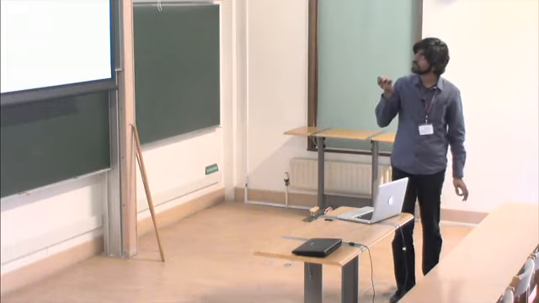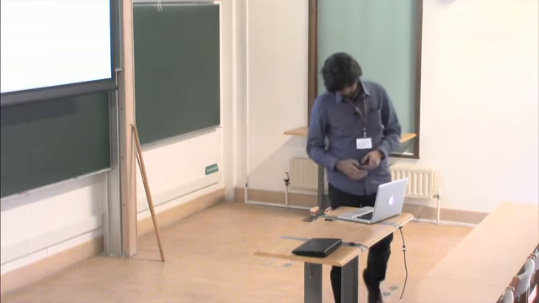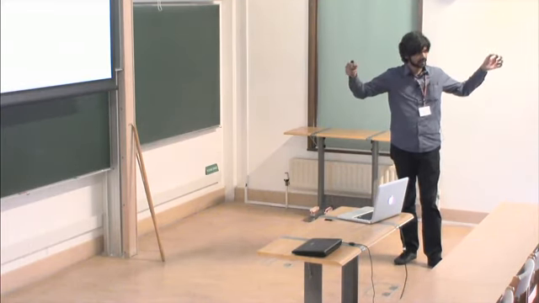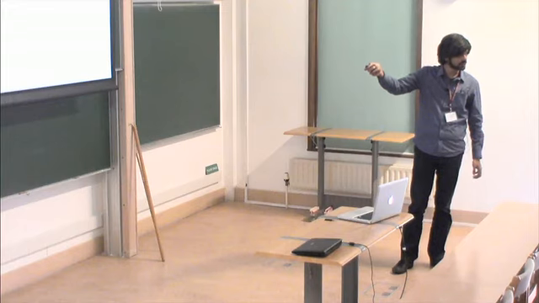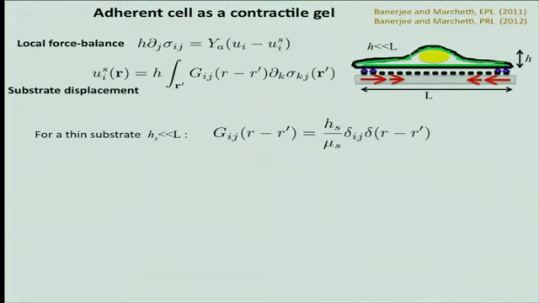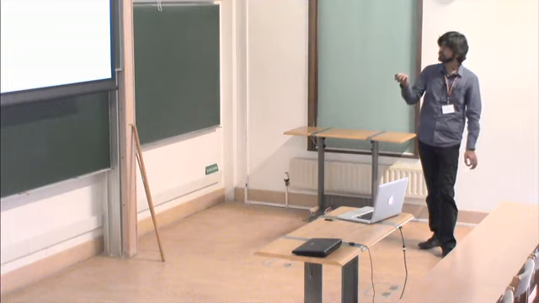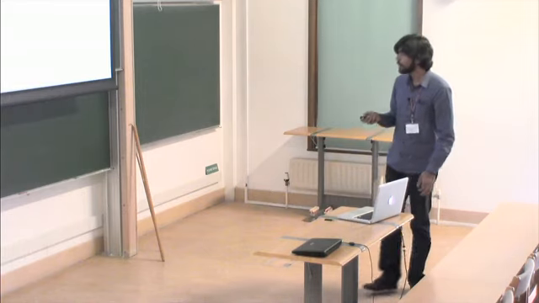Then we get this complicated linear integro-differential equation that is solvable analytically, as we have shown in our own work for specific conditions. But things get much simpler if I assume that the substrate is thinner than the lateral extent of the cell. In that case, this Green's function is just a delta function, and I can turn my non-local equation into a local force balance equation where I introduce a substrate rigidity parameter, which depends on the stiffness of the focal adhesion as well as the stiffness of the substrate. These are basically two springs in series.